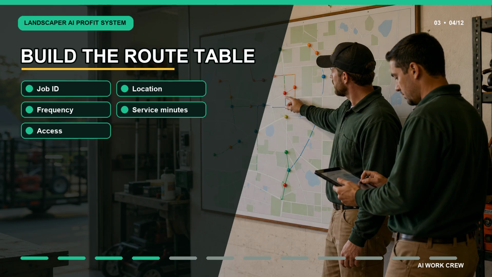Add the current stop order and actual drive time when available. Historical GPS or dispatch records are more useful than an AI model guessing how long roads take.